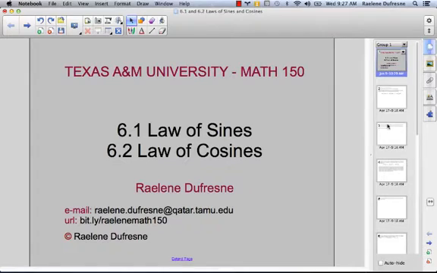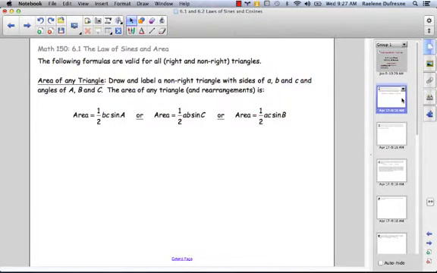bit.ly/RayleneMath150. Let's begin. We're going to look at extending right triangles into the non-right triangle family, or the oblique triangles. Oblique triangles are triangles that do not contain a right angle. In general, we can find the area of any triangle using one of these three formulas. Actually, this is the same formula, just with different rearrangements.